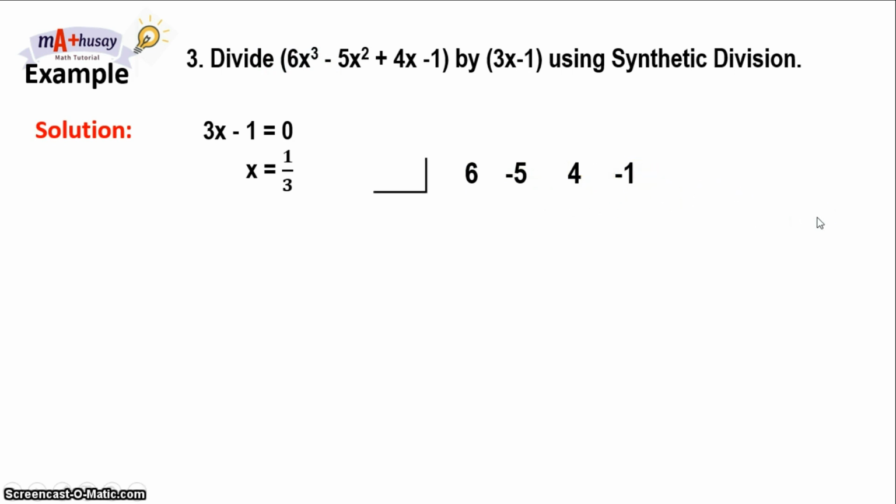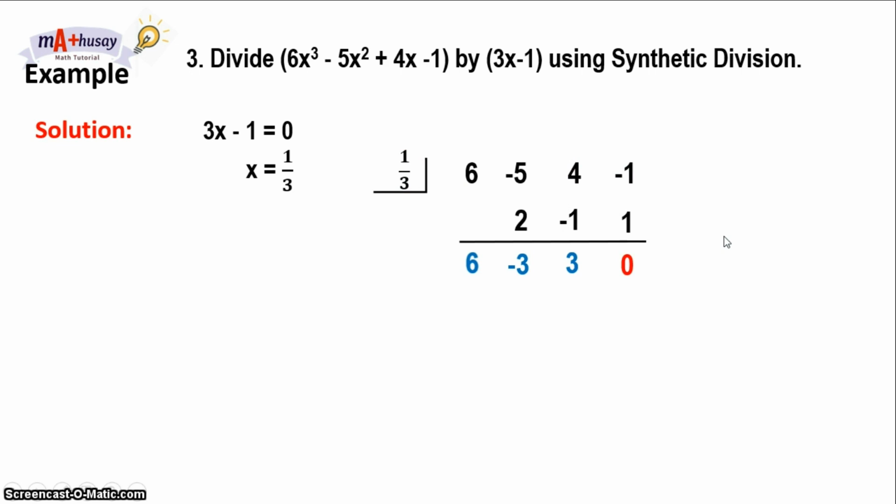Now, let's divide this using synthetic division and place our x in this corner. So, to start, we bring down 6. So, from here, 6 times 1/3, that's 2. Right? 6 times 1 is 6 divided by 3 is 2. Now, negative 5 plus 2 is negative 3. Now, negative 3 times 1/3 is negative 1. Now, 4 minus 1, it's 3. So, 3 times 1/3 is positive 1. So, negative 1 plus 1 is 0.